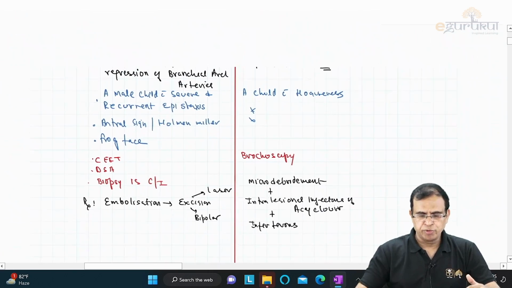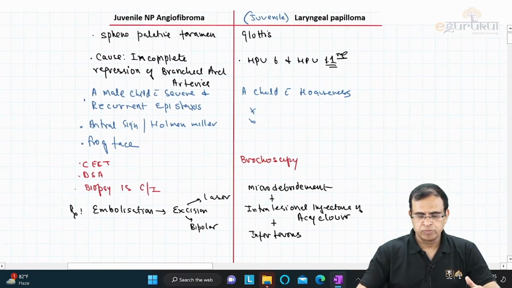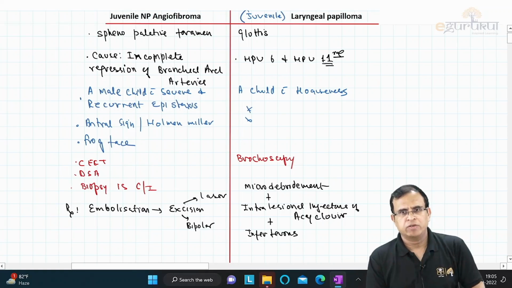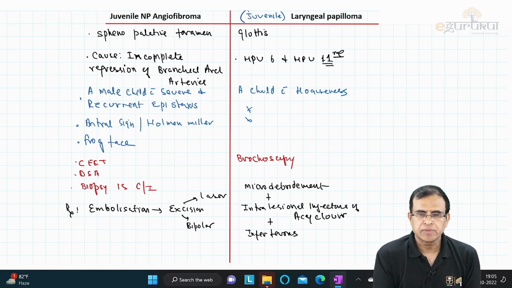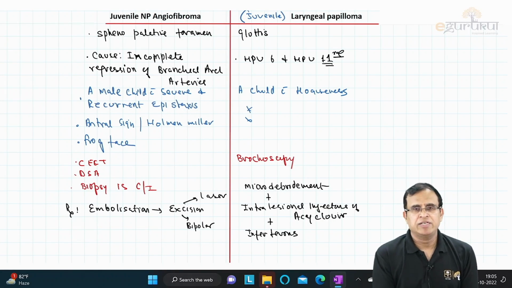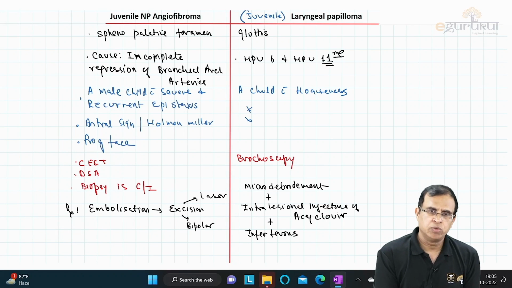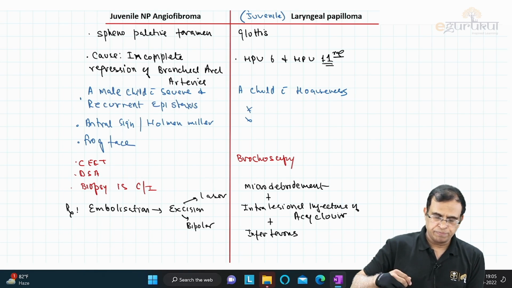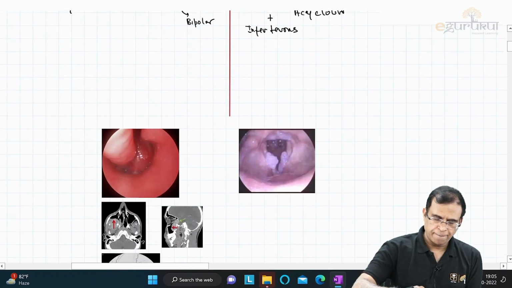So these are the few points about these two benign tumors of the throat, one in the nasopharynx, sphenopalatine foramen, one in the larynx, glottis. Both are seen in children. That's a very interesting point. One is male only, one can be any male or female child, right? So very simple diseases, laryngeal papilloma and angiofibroma.